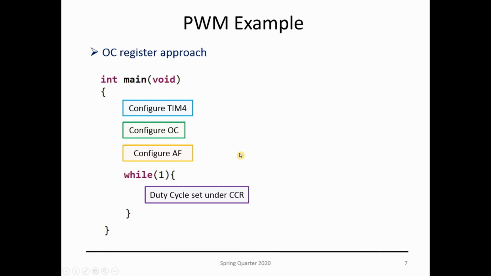This is the main code here. Inside of your main, we're going to parameterize the timer, parameterize that output compare register, and then we're going to tell that we want pin 12 to be working as an alternate function. So we want to route that pin to the timer, and then we're going to affect the duty cycle here, affecting this CC register.